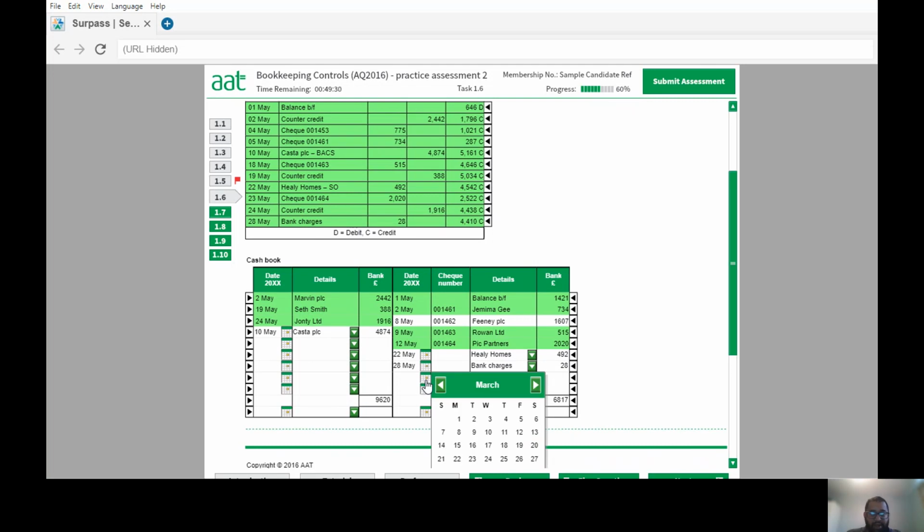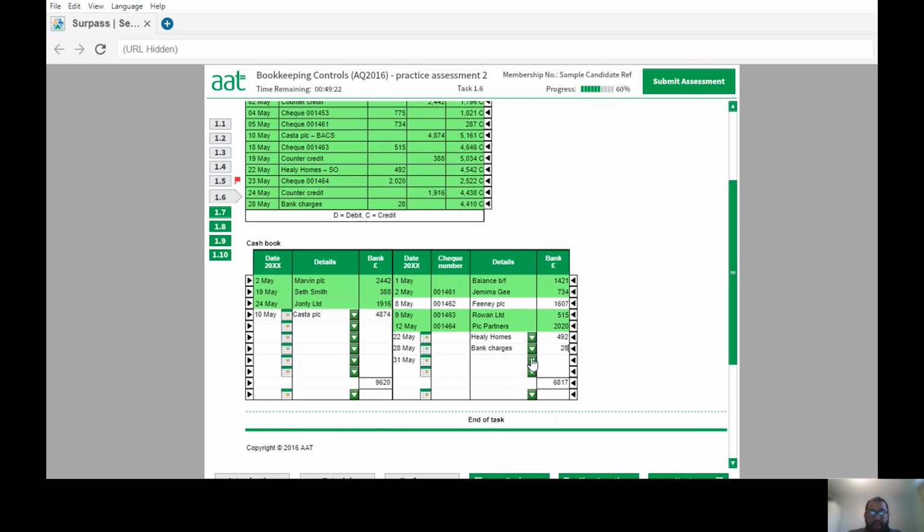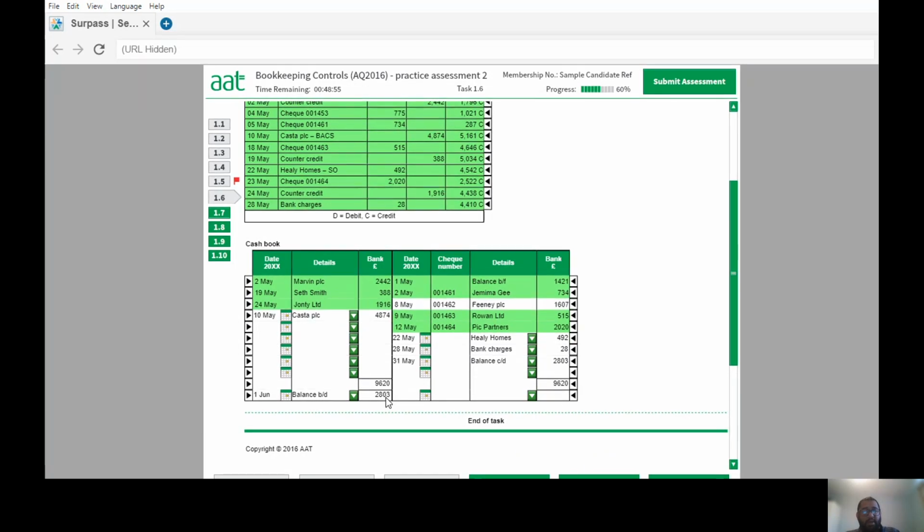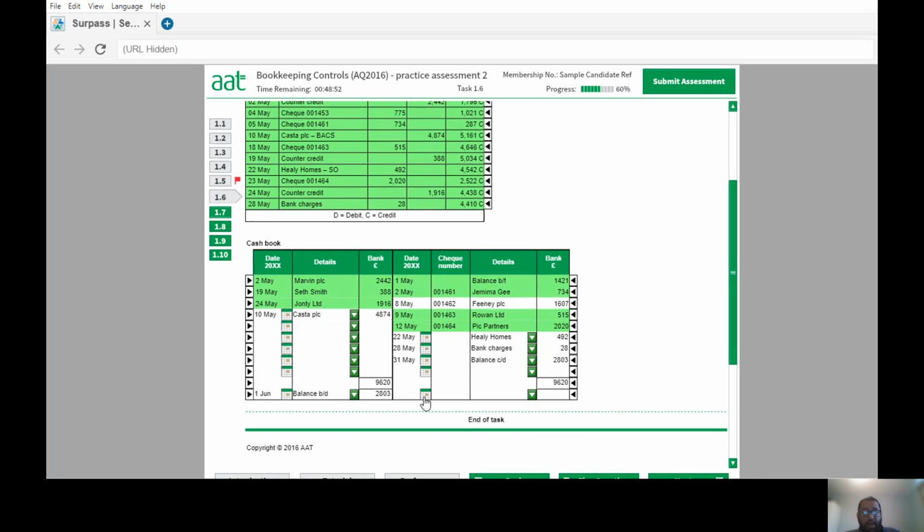Okay, so let's have a quick look at it. The last day is going to be the 31st of May, and then we say balance carried down. The difference between the debit and the credit columns, 9620 minus 6817, is going to be £2,803, and the same applies to this side. This time it's June the 1st, balance brought down 2803. Let me quickly check it. That's absolutely fine now, guys.